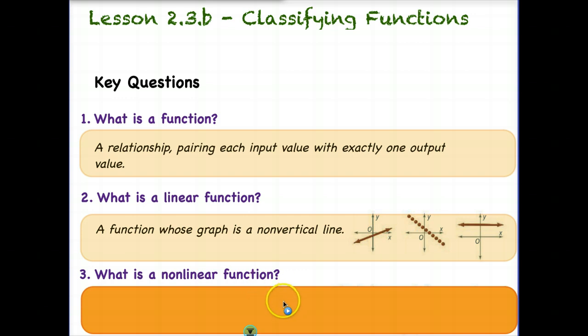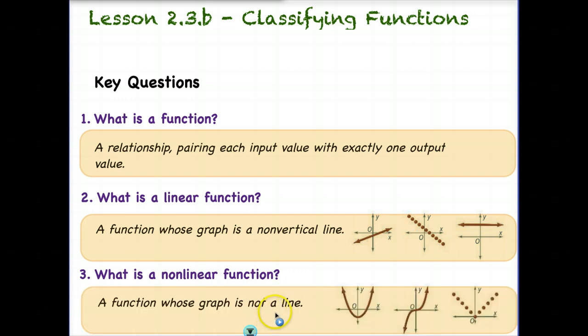So then what is a nonlinear function? And that is a function whose graph is not a line. Here's some examples. This first one represents a quadratic equation, an equation that has an exponent. This second one is a cubic function, and the exponent on this one is a 3. And this last one, which we will be doing shortly, is an absolute value equation. These are all nonlinear functions, but they are in fact functions because they have a pairing. Every x value has exactly one y value.